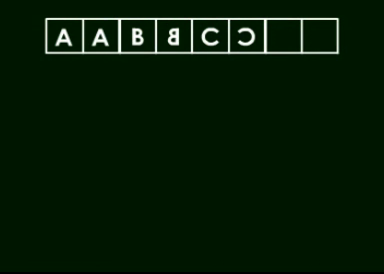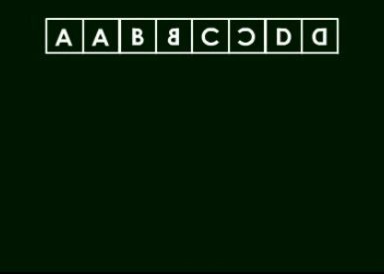Now spot the pattern and fill in the empty boxes. Now see here, AA, B and again the opposite image of B, C, C. So here it will be D and D.